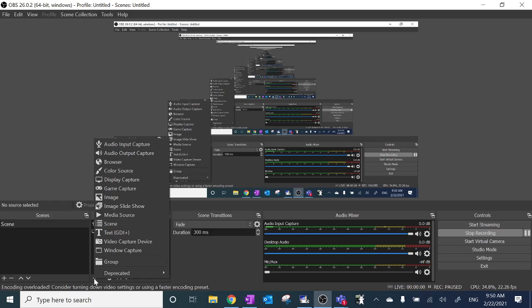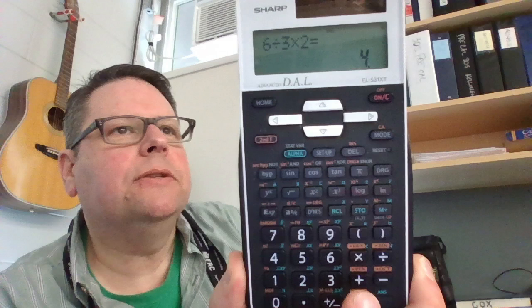Let's try this again. 6 divided by 3 times 2. What kind of an answer is this going to give me? That's a strange looking 1, isn't it? Why didn't it give me the right answer? Okay, that's all I wanted to show you. I just wanted to show you that the calculator can goof up if you don't know what you're doing.